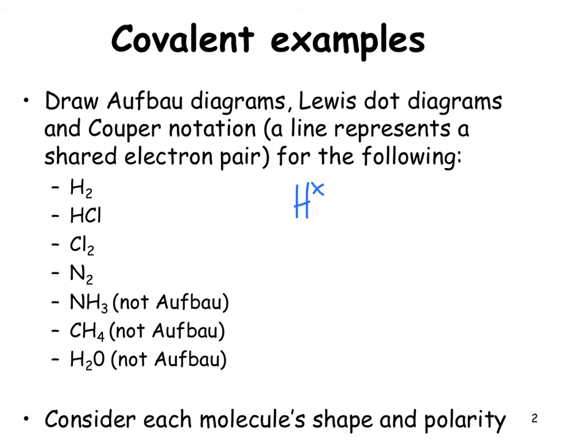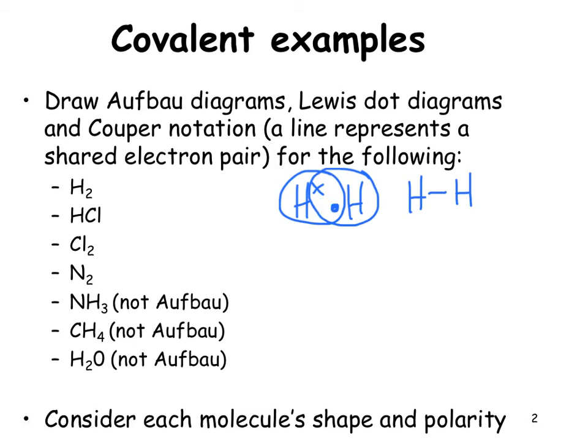Hydrogen has 1 valence electron. The other electron is there. That hydrogen shares, and that hydrogen shares, and they both think that they've both got 2 electrons, and 1 line between them represents this 1 shared pair over there.